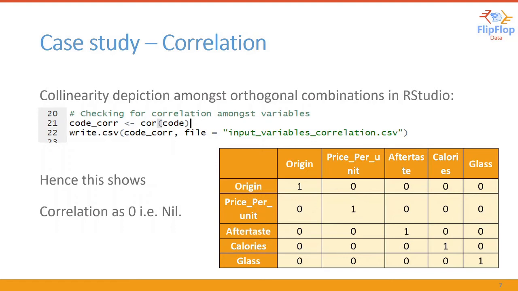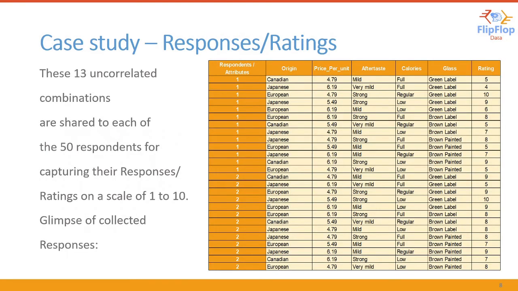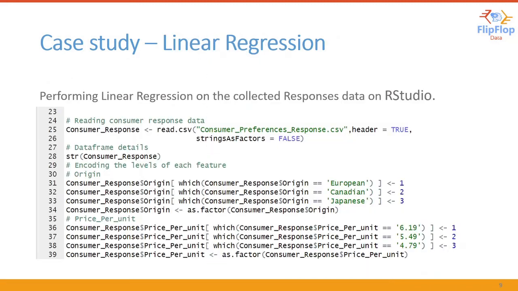These generated 13 combinations are shared with each of the 50 respondents for capturing their responses on a scale of 1 to 10. The same has been depicted in this screenshot. Then next is performing linear regression on the collected responses. So how do we do it?